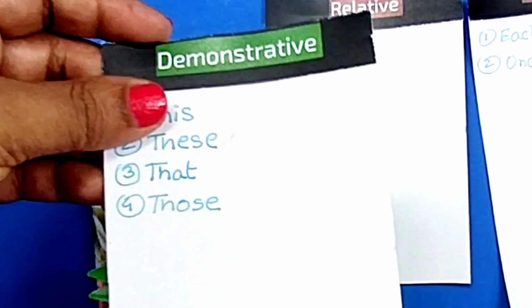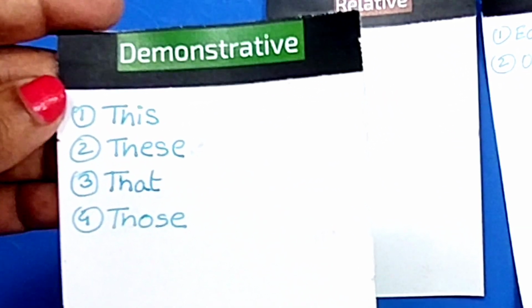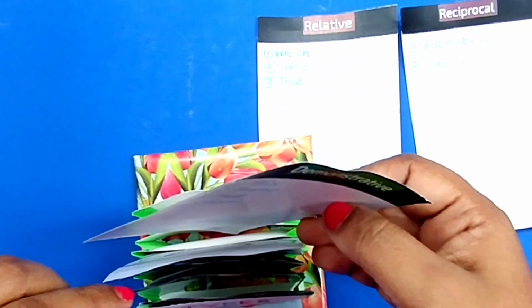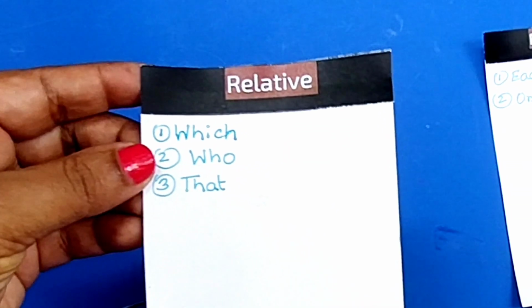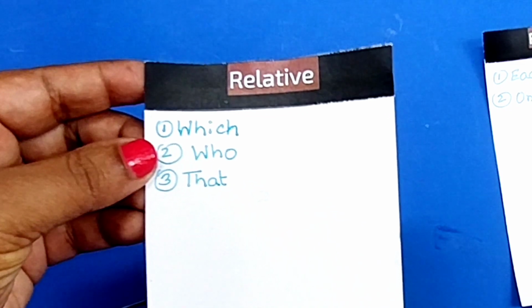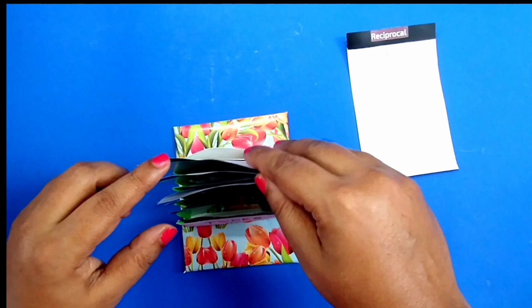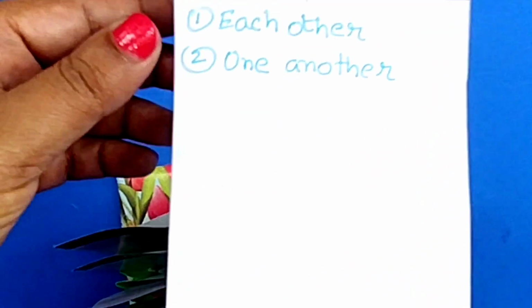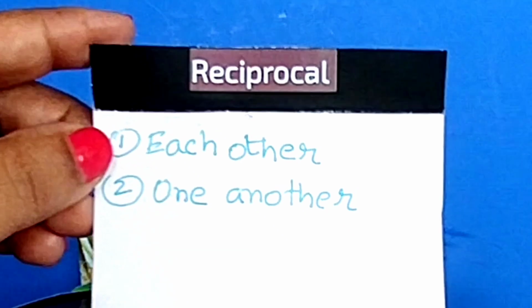Number 6, demonstrative pronoun. Example: these, that, those, etc. Number 7, relative pronoun. Example: which, who, that, etc. Number 8, reciprocal pronoun. Example: each other, one another.